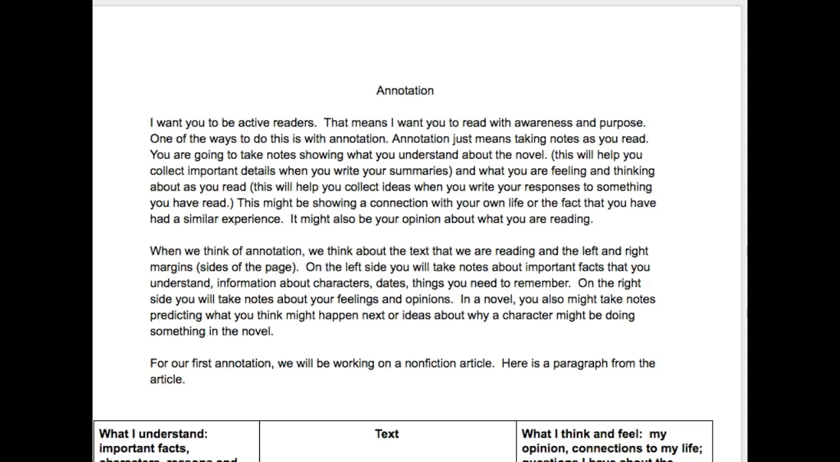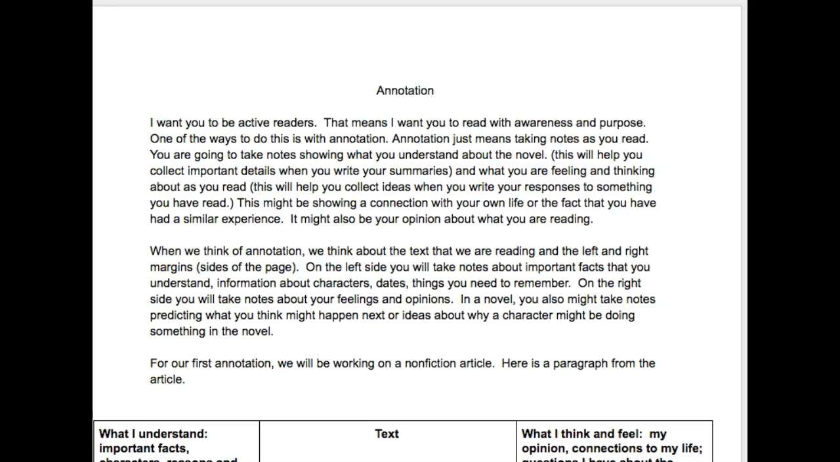This week we're going to be learning about annotation, and this is something that you're going to be using for the entire semester. Every time you read something, you will be annotating because this is how you learn to study and how you learn to keep track of everything that you're reading. So the goal here is to become active readers, and that means I want you to read with awareness and purpose. One of the ways to do this is with annotation.